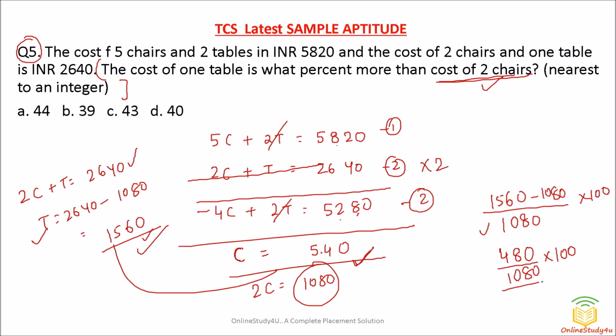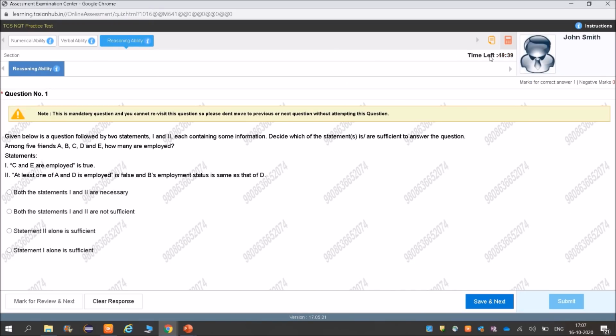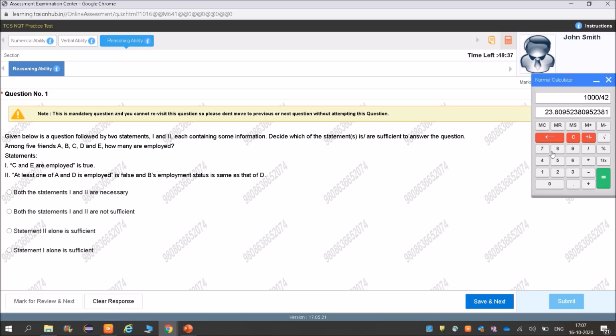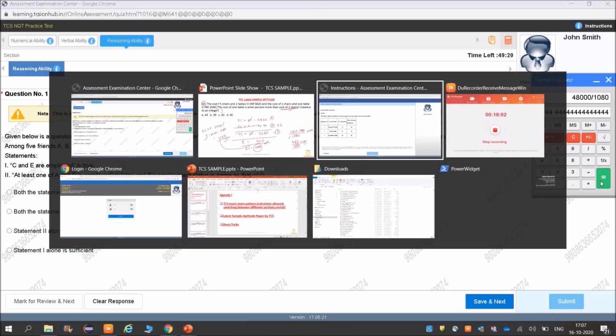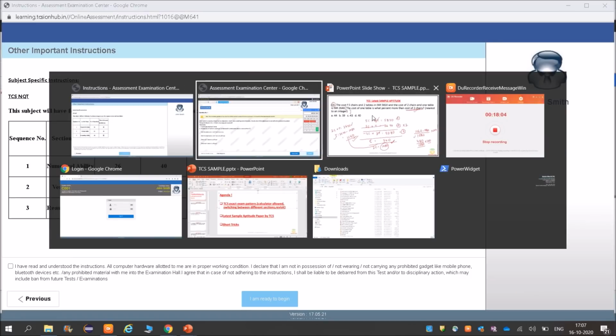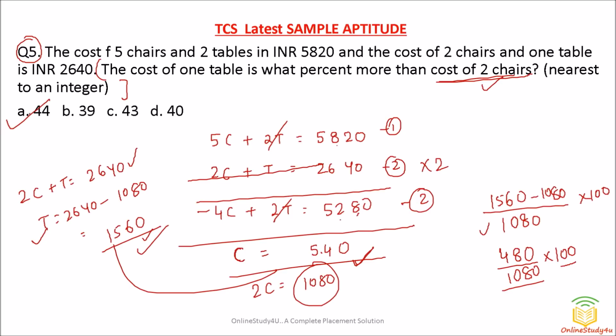Friends, again I will use the calculator. So 48000 divided by 1080. So I will clear it, okay. So 480 with 20 divided by 1080, okay, and use the calculator. See, when they have given a chance, 44.44, right? So we can see 44.44, option A will become the correct answer. So friends, when they have given you an opportunity, you should not miss it, okay.